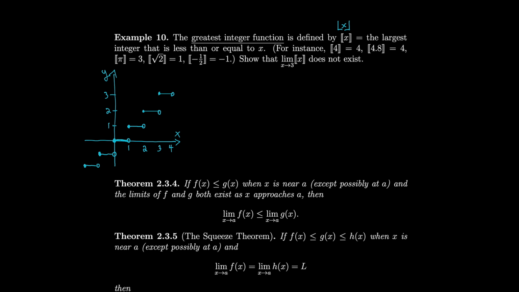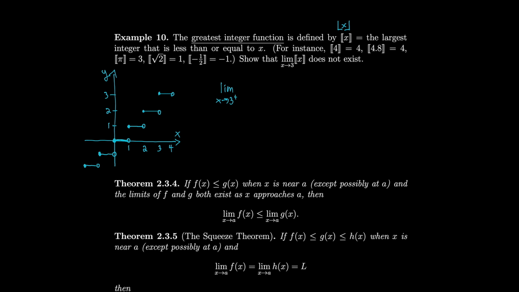That's our greatest integer function. When we see the graph, it becomes a little more clear what the limit's going to end up looking like. We want to show that the limit as x approaches 3 of the greatest integer function, or the floor function, does not exist. So let's take a look at the limit as x approaches 3 from the right.